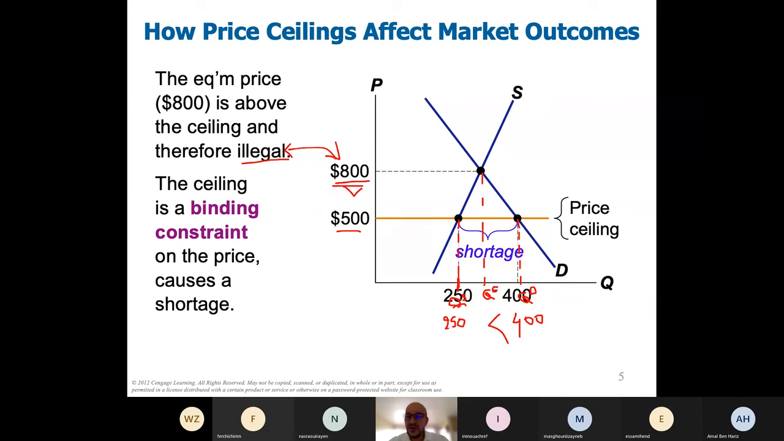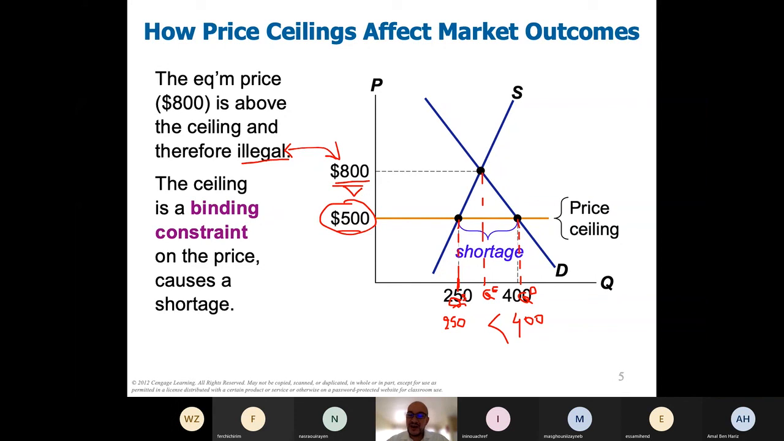Quantity supplied is no longer equal to the quantity demanded as before. Now there is an excessive demand, and when there is excessive demand, we talk about a shortage: fewer sellers are willing to sell in the market and more buyers are willing to buy. When the maximum price is $500, fewer sellers are willing to sell. Those who are willing to sell at $800 cannot do so because it is illegal, so they quit the market. Only a few sellers stay in the market.